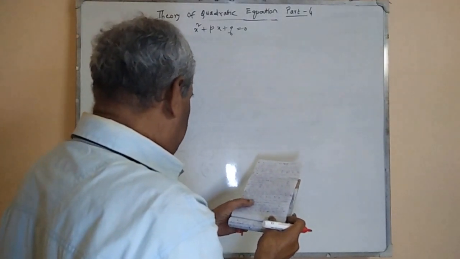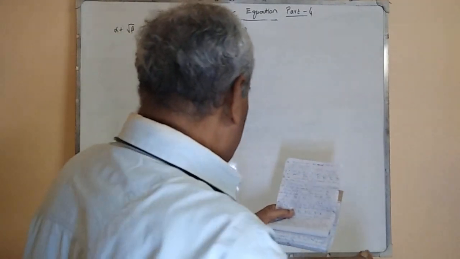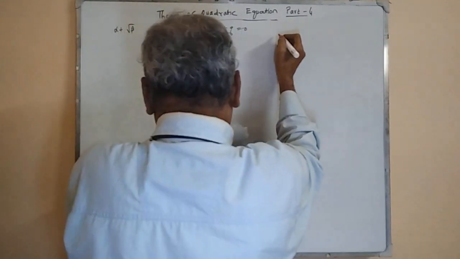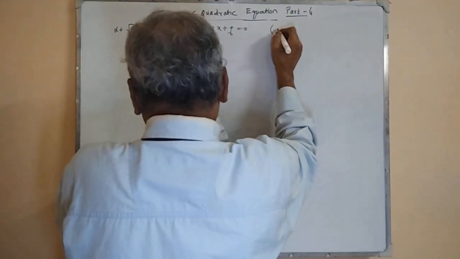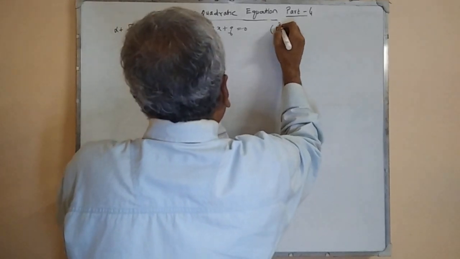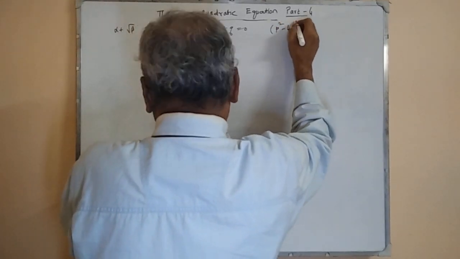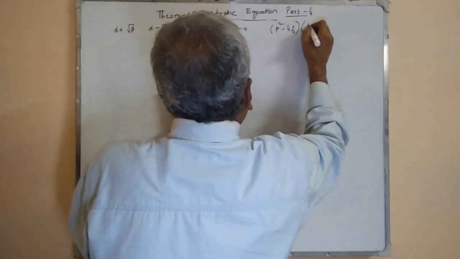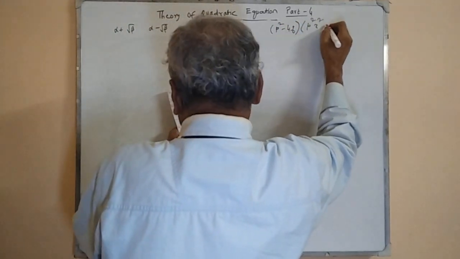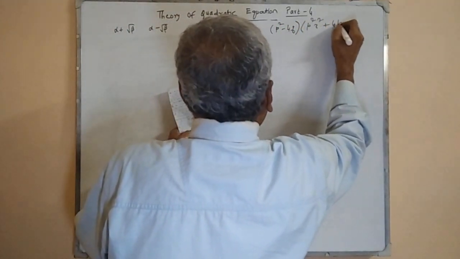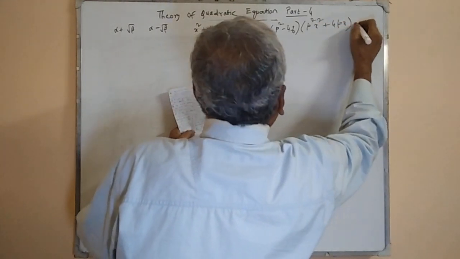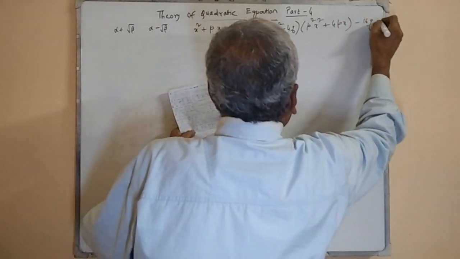then the roots of this equation, (p square minus 4q) into p square x square plus 4px minus 16q is equal to 0.